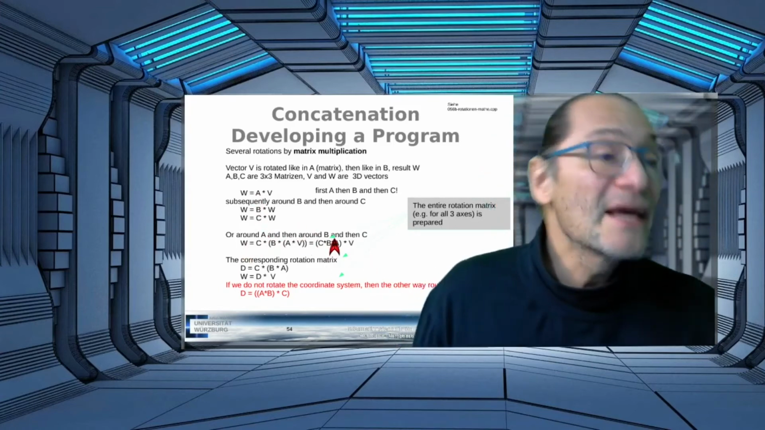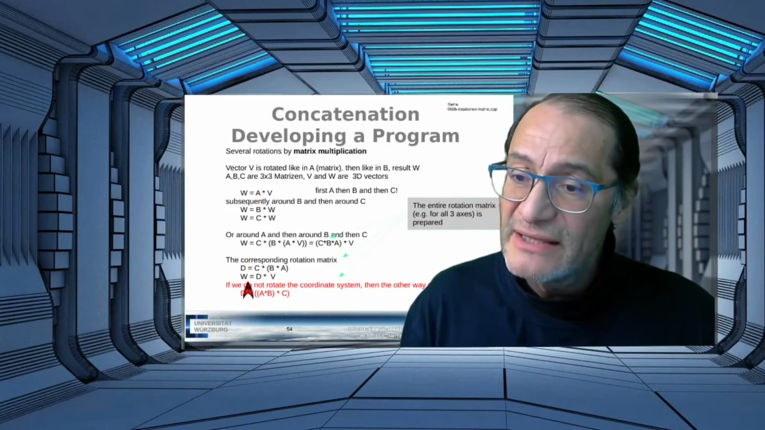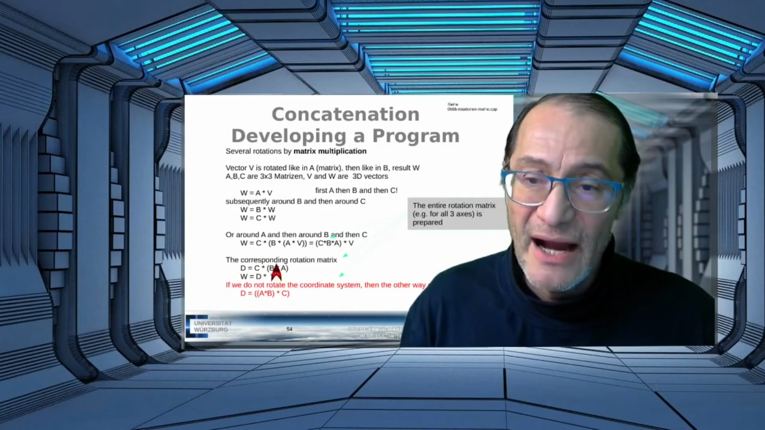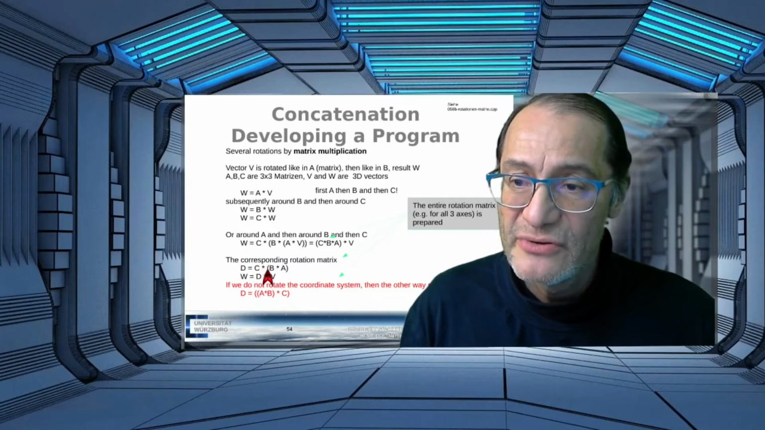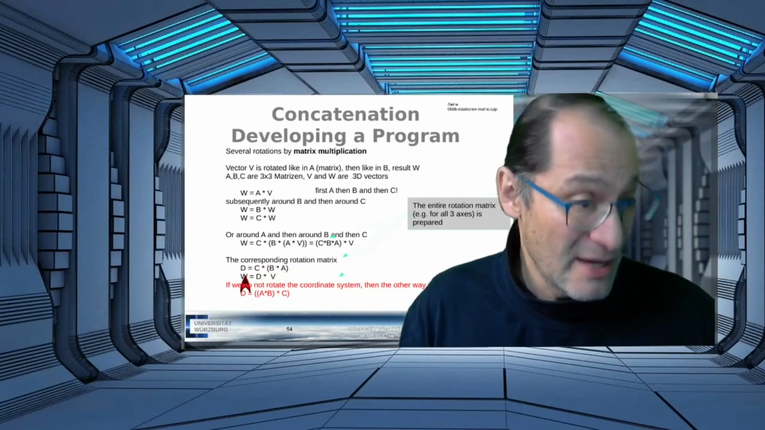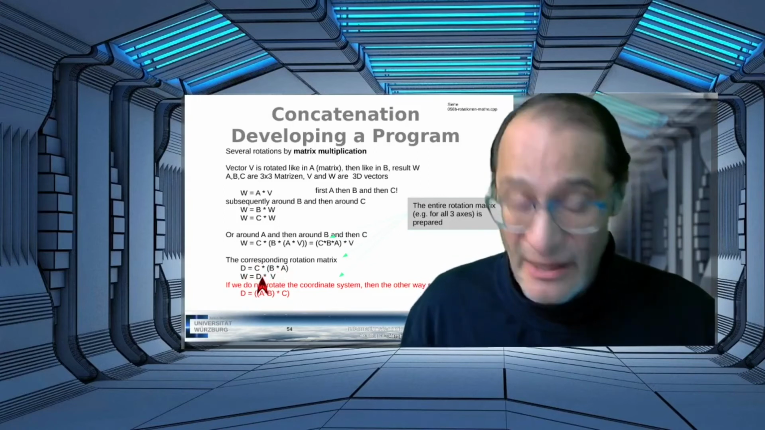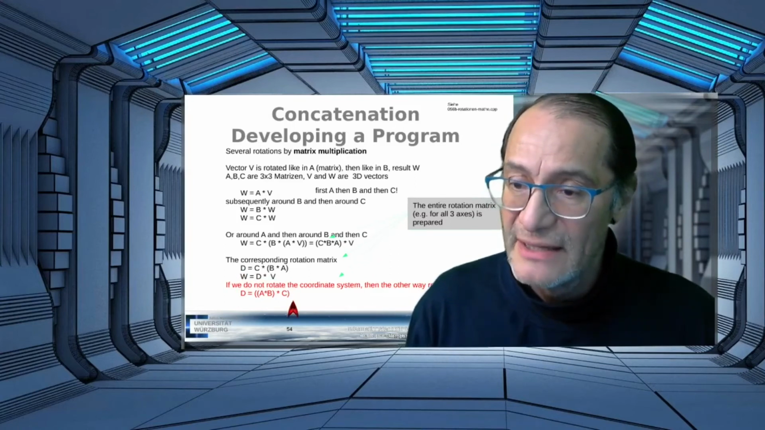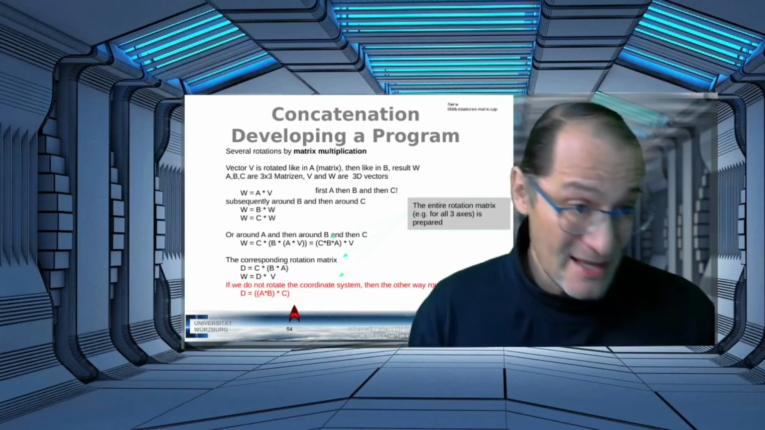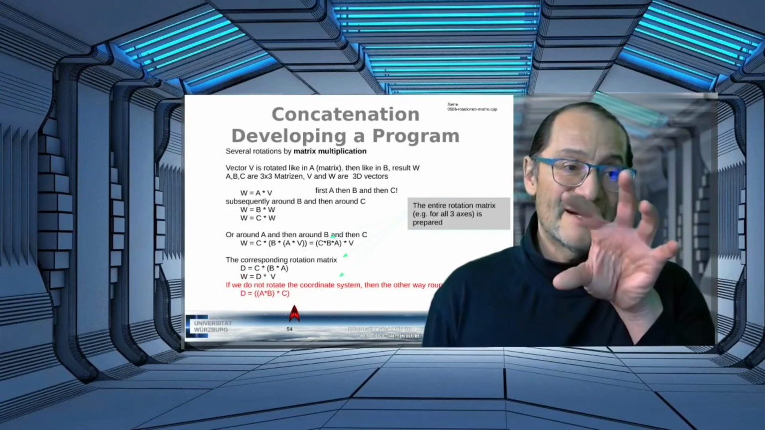Or I can create a new rotor matrix. D will be a new matrix, and this matrix will be the multiplication of A times B times C, and this will be my new rotor, which includes all these multiplications, all these rotations. And then the new vector W will be the original vector V times the total rotor, and this will be W.